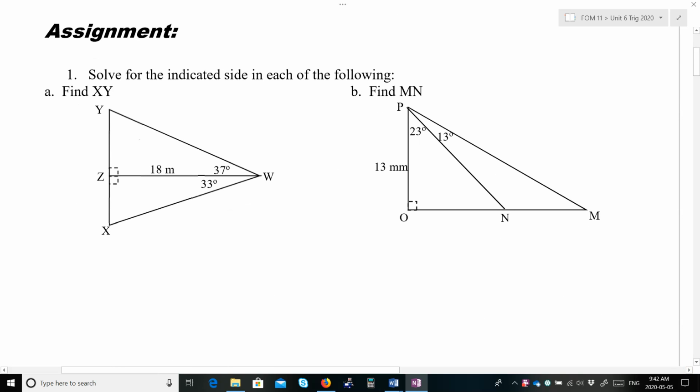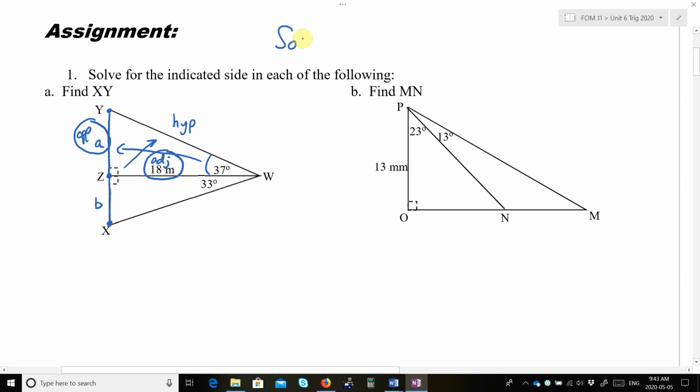Number 1 says solve for the indicated side in each of the following, and in A it wants us to find from X to Y. The way to do that is to figure out this little length here, which I will call A, and this little length here, which I will call B, and then we add those together to get the length XY. In the top triangle we have this angle, and right across from the angle is the opposite side. Across from the 90 is the hypotenuse, so the 18 must be the adjacent. So we have the adjacent and we are looking for opposite.